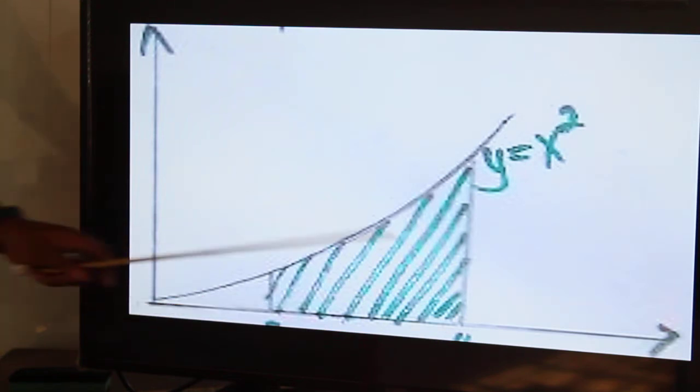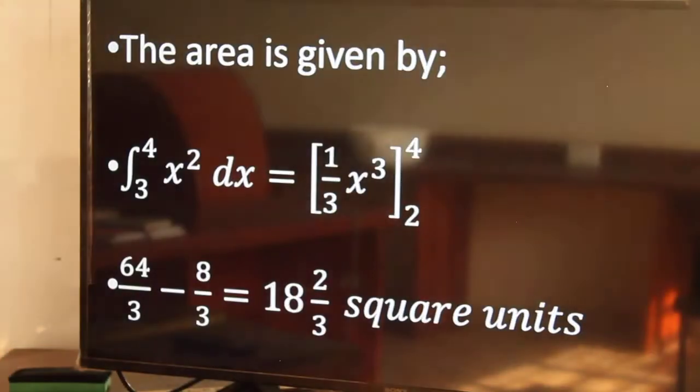The 2 is going to be our lower limit. Then the 4 is going to be our upper limit. And then this is going to be the function that we are going to integrate with respect to x, as shown in my slide here, so you can see what we are saying.